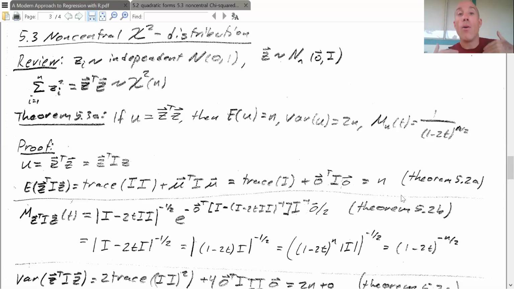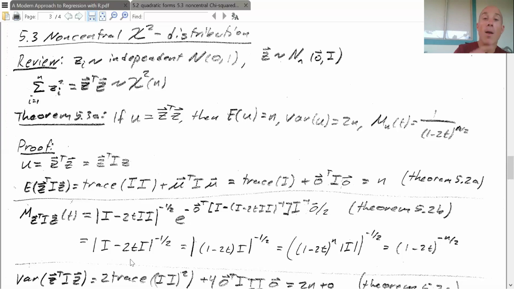Boom, we've got it. Now, for the moment generating function, I'm going to use theorem 5.2b, and it's just plug and chug. I know that the moment generating function of a quadratic is equal to something that looks like this. I see that the I's multiply to be I, and this I inverse is just I. Then I have the 0 vector for mu, which means that the exponent is just 0 up top. Exponent of 0 means I have 1. Remember, anything to the power of 0 is 1. So all of this junk, this E business, is out of here, and I'm left with this.